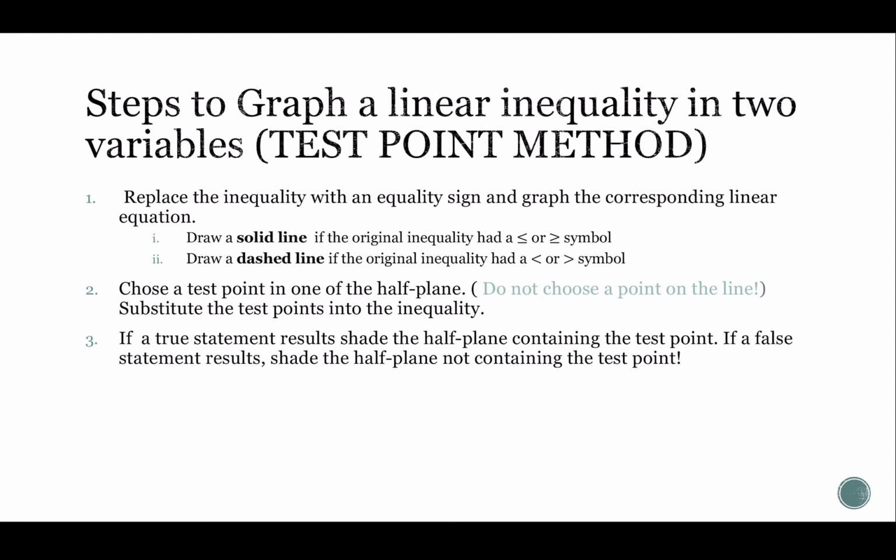So how do I graph this? The first thing you want to do is replace your inequality symbol with an equality sign, and graph the corresponding linear equation. You're going to draw a solid line if it was less than or equal to or greater than or equal to, because that means the line is part of the solution. You're going to draw a dashed line if the linear inequality had a less than or a greater than symbol, because then the line is not part of our solution.